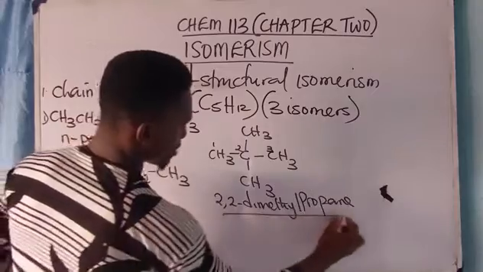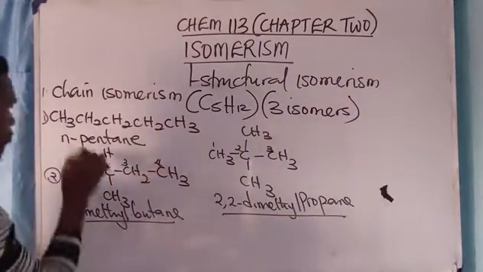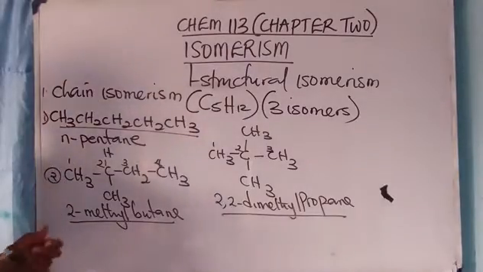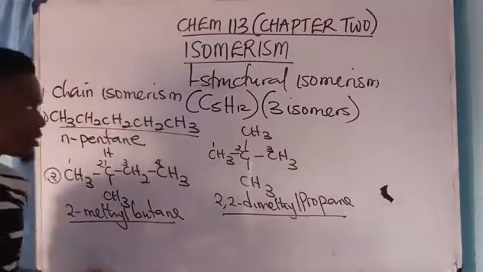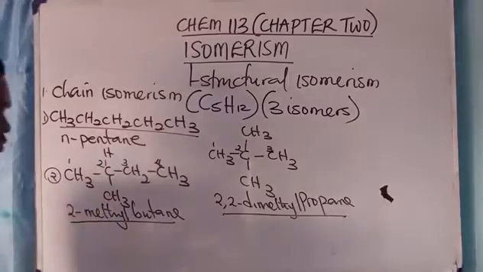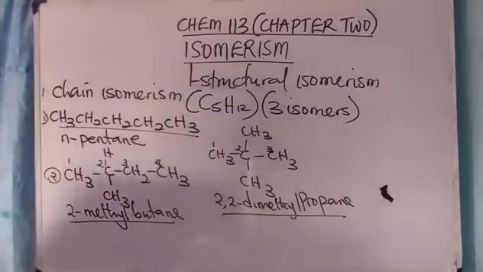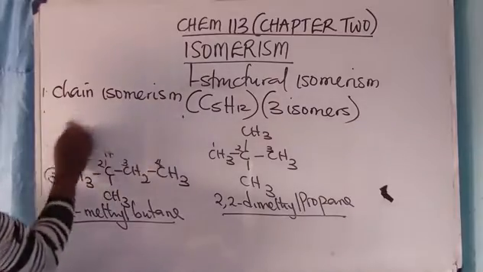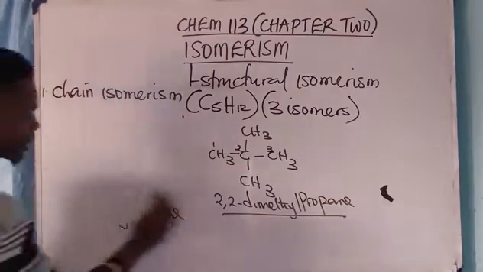So these are the isomers of pentane. Look at its chain. It has to do with the way the chain is arranged. It could be straight or branched, like that. Now, number 2 type of structural isomerism is the positional group isomerism.